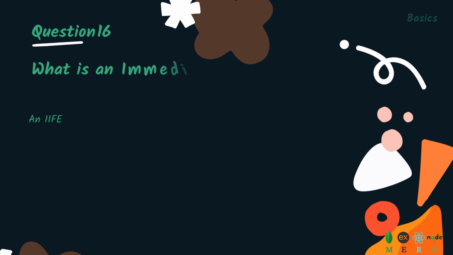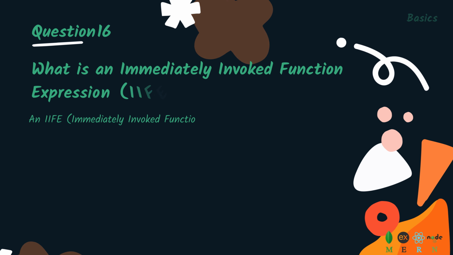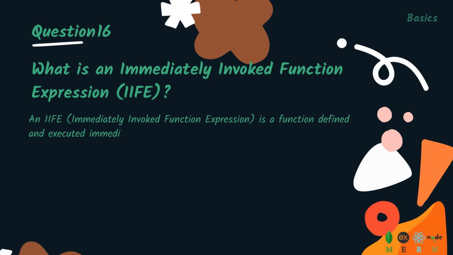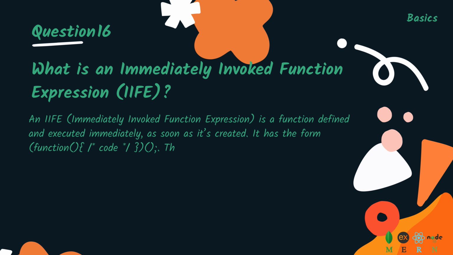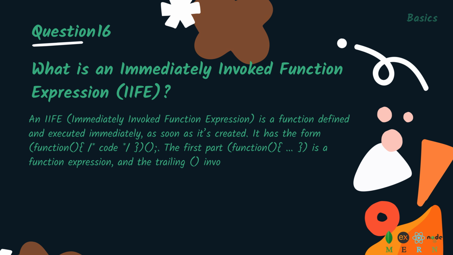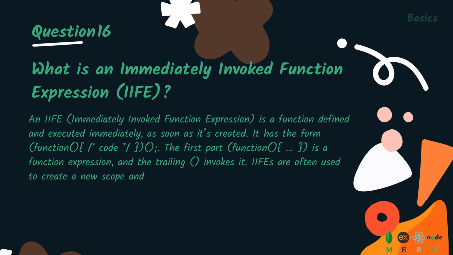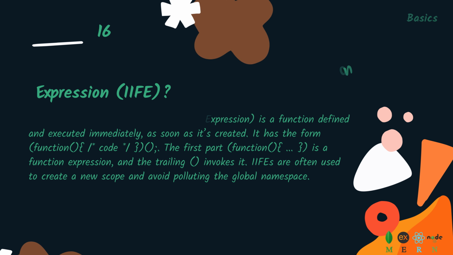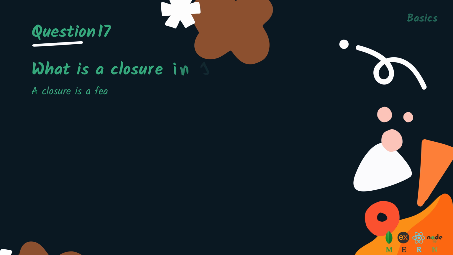What is an immediately invoked function expression, IIFE? An IIFE, immediately invoked function expression, is a function defined and executed immediately as soon as it's created. It has the form (function(){ code })(). The first part, (function(){ code }), is a function expression and the trailing () invokes it. IIFEs are often used to create a new scope and avoid polluting the global namespace.